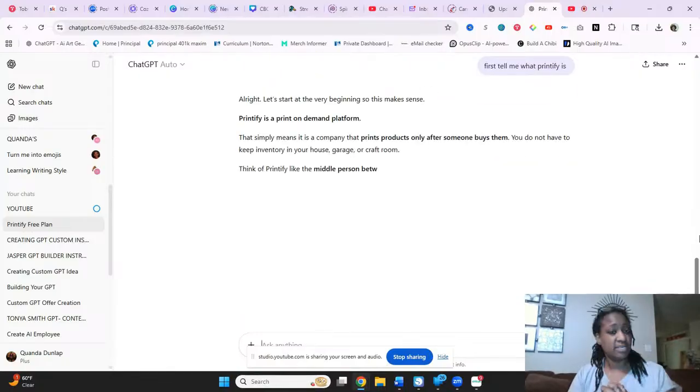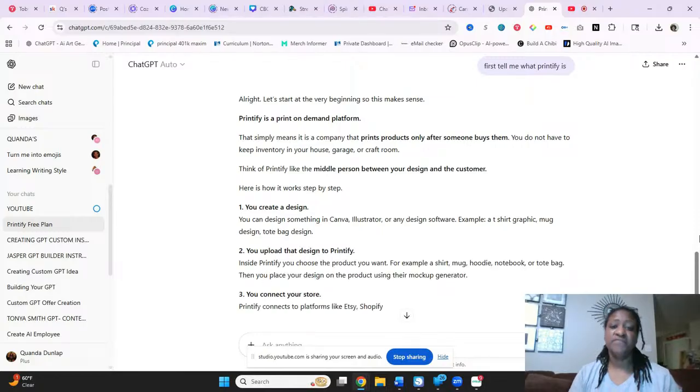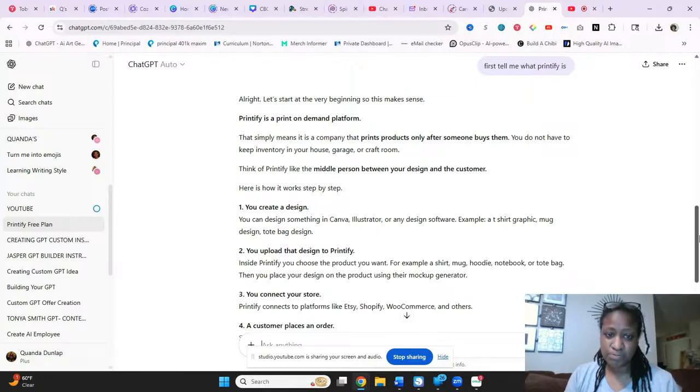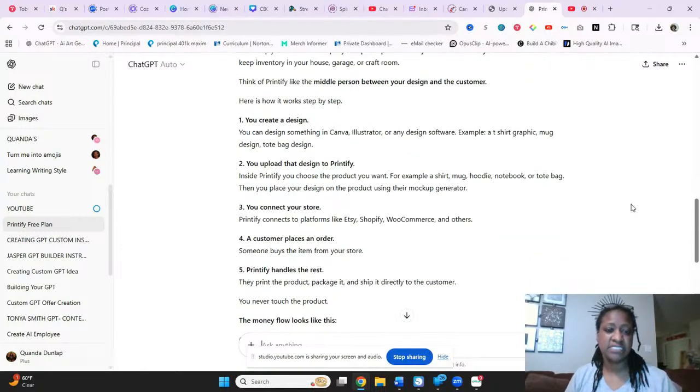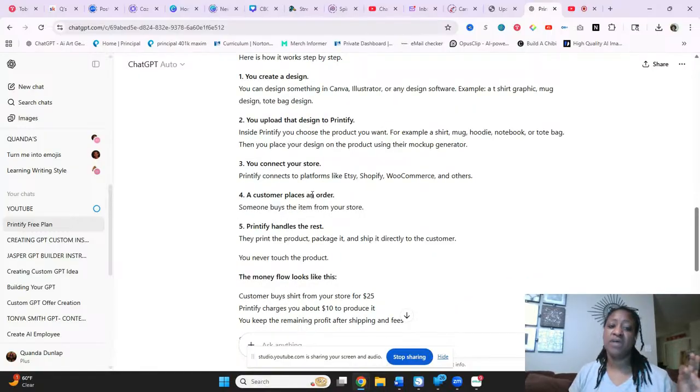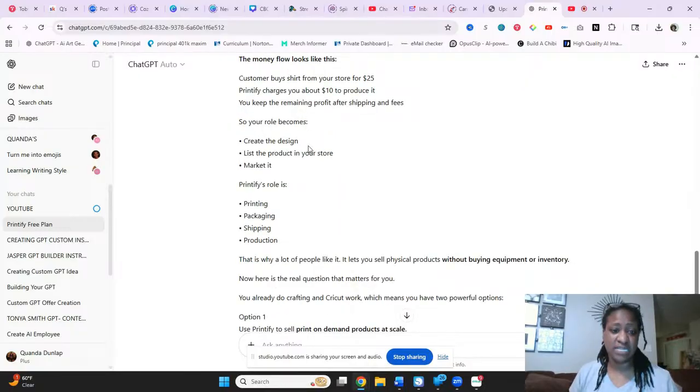Okay. All right. It says, all right, let's start at the very beginning so it makes sense. Printify is a print on demand platform. That simply means it is a company that prints products only after someone buys them. Okay. Think of Printify like a middleman. You design it, you upload it to Printify, you connect your store to Printify. The customer buys the item from your store, Printify handles the rest, and then the money comes to you. So basically, that's what it is.